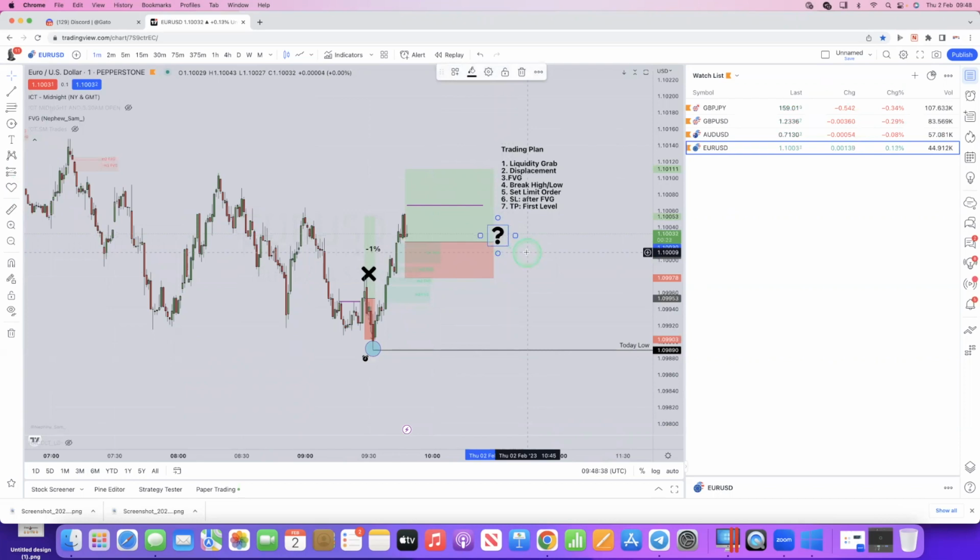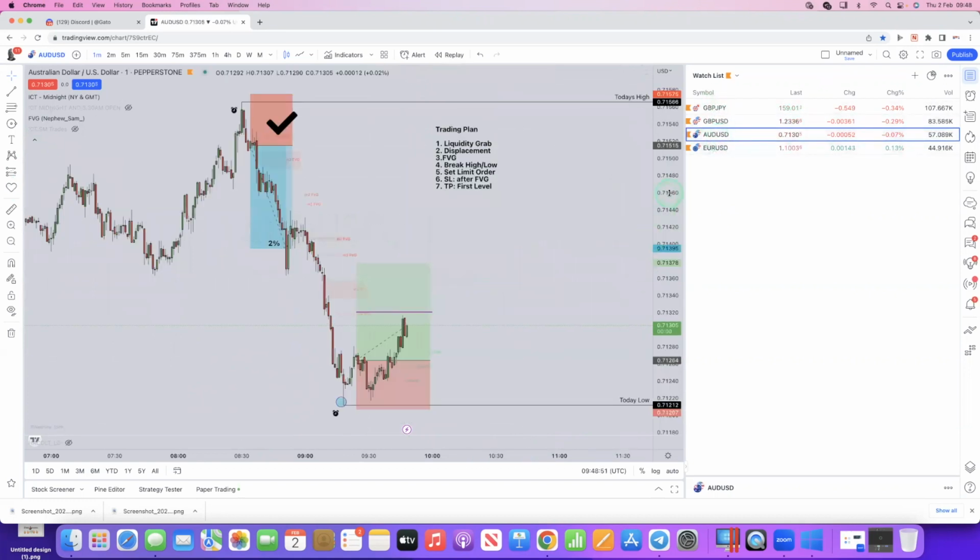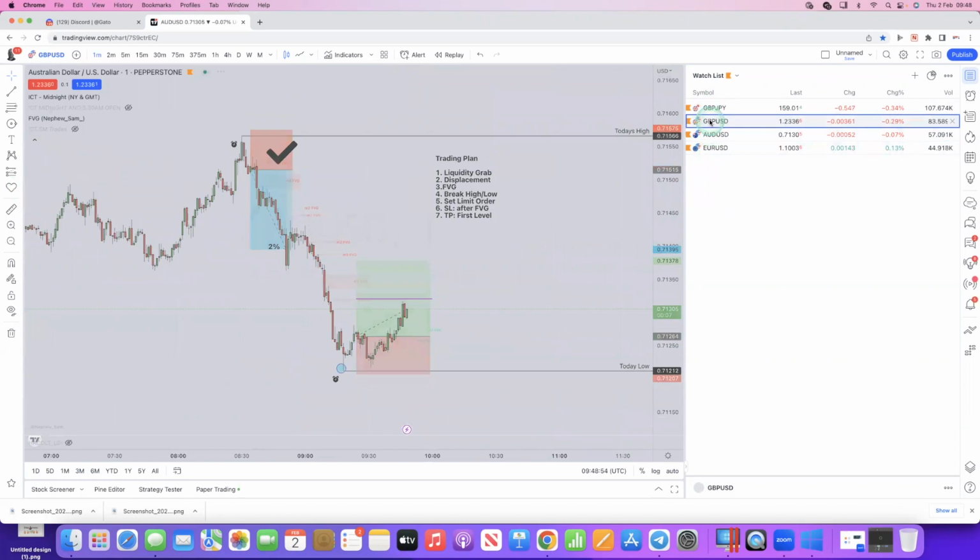Again, you look for a displacement, a liquidity grab and displacement sort of thing. We'll see if this tags in and see if it continues up. We missed this fair value gap by a pip, and then it took off again. The AUD/USD hasn't quite tagged in that 1%.